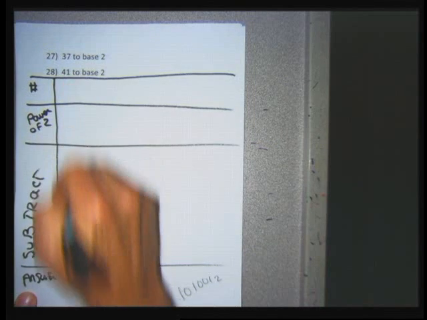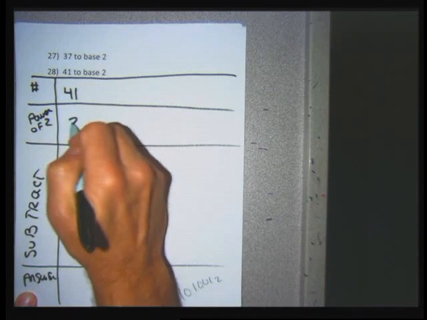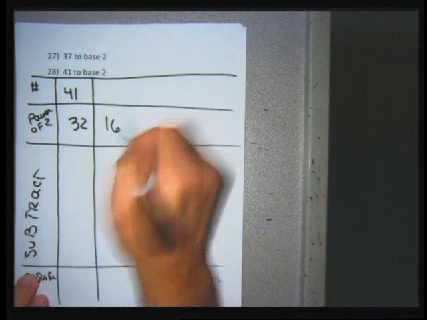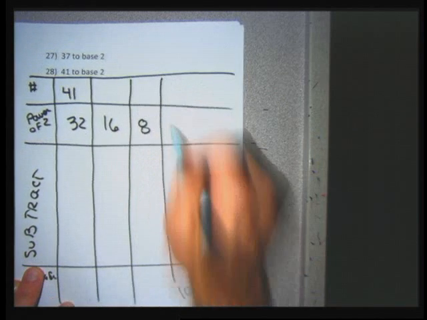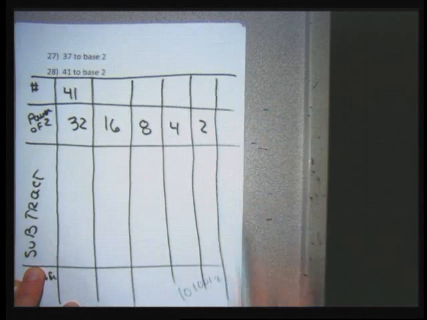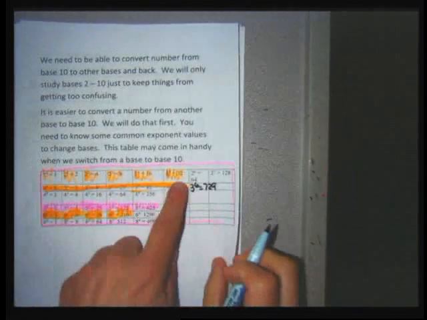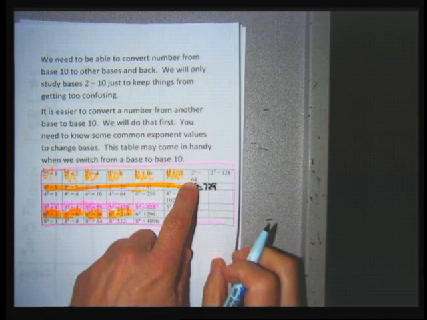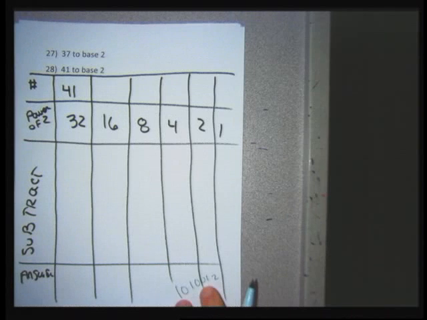Just like the last time, I only need to go up to 32. So I'm going to have a 32, a 16, an 8, a 4, a 2, and a 1, because those are all the powers of 2. 32, 16, 8, 4, 2, and 1. 64 was too big. I didn't need to go to 64 because 64 was bigger than my number. Now I'm going to get a lot of zeros here. There's 3 zeros in my answer.